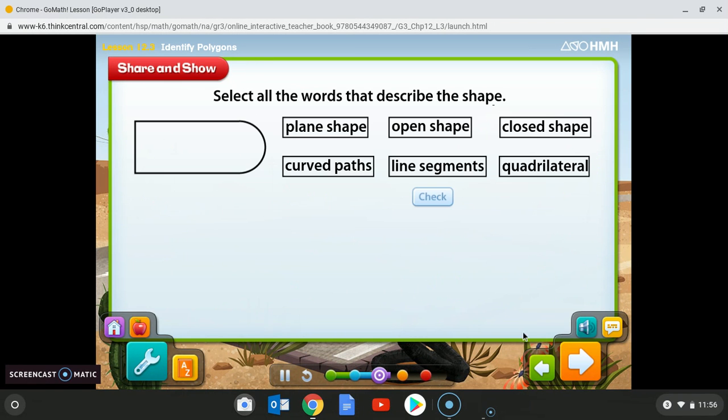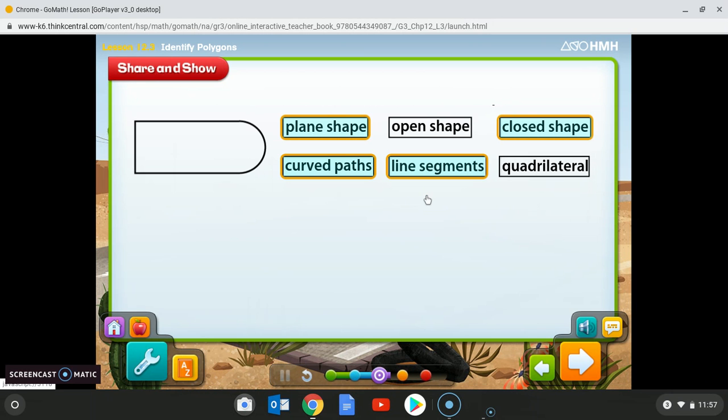So let's describe this shape using what we learned. Is this plane? Are we able to draw it on our paper? Yes. Is it open? No, it's not. It's actually a closed shape because there are no openings in this shape. Does it have curved paths? Yes. Does it have line segments? Yes. Is it a quadrilateral? The answer is no, because there are not four sides. This curved path does not count.